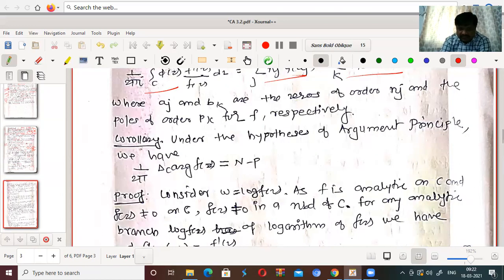Under the hypothesis of the argument principle, we have 1 by 2 pi delta C of argument f z equal to N minus P. That's why we are calling it the argument principle also, because there is an argument. 1 by 2 pi delta C, where delta means the change in argument of f of z over C, is equal to N minus P. Now delta, we know that delta argument f of z.